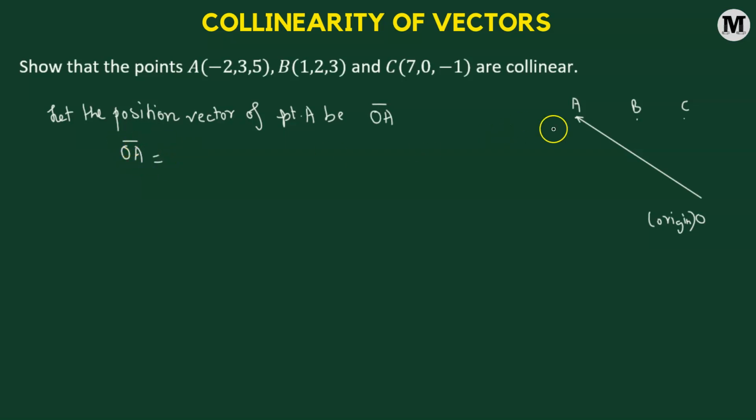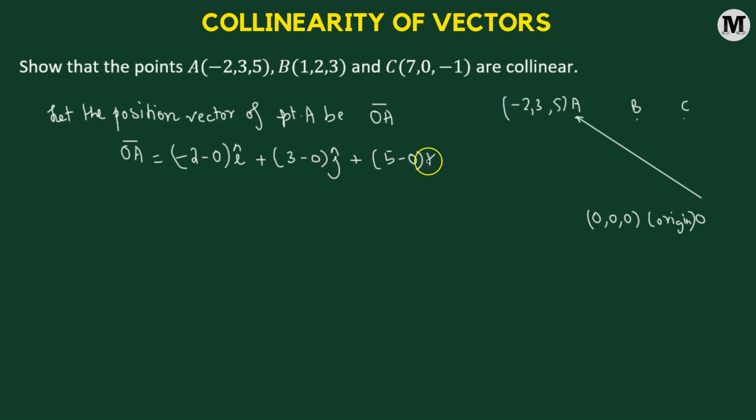So here we'll take the coordinate of point A, so that's -2, 3, 5, and we will subtract from it the coordinates of the origin, which is simply 0, 0, 0. We'll start with the x coordinate. First we'll take the difference of the x coordinate, so that will be -2 minus 0, and multiply it with i cap to indicate that it's the component along x direction. Then we add it to the difference of the y coordinate, so that's 3 minus 0, multiplied with j cap indicating it's in the y direction, and then finally we have 5 minus 0 multiplied with k cap.